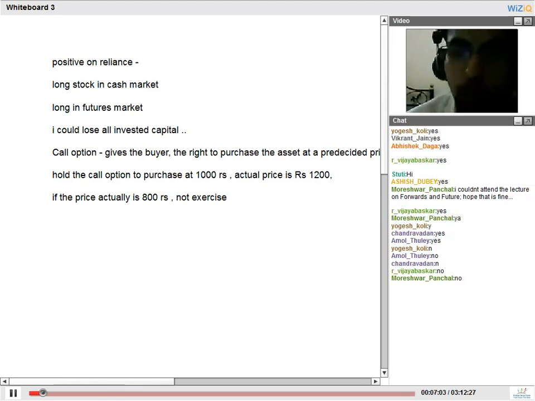Similar would have been the case had I outright purchased the stock at 1,000 rupees. I would have had to book a 200 rupees loss as the stock price corrected from 1,000 to 800. However, in the case of an option, I do not necessarily have to purchase the stock at 1,000 rupees. I can go and purchase it from the market if the price is corrected to 800 rupees.